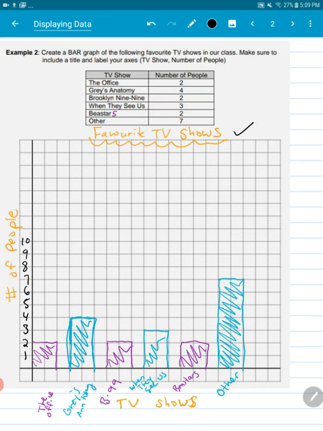that you need a title, you need to label your 2 axes. Notice how there's spaces in between these bars. We have a scale over here, and you have labels for everything on your x-axis. So all the categories are labeled. Could we have also used this categorical data and put it into a pie graph? Absolutely.